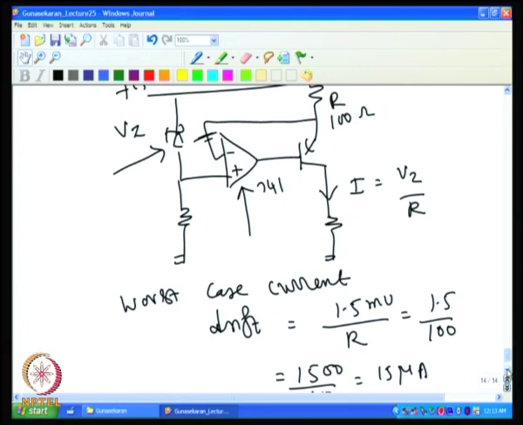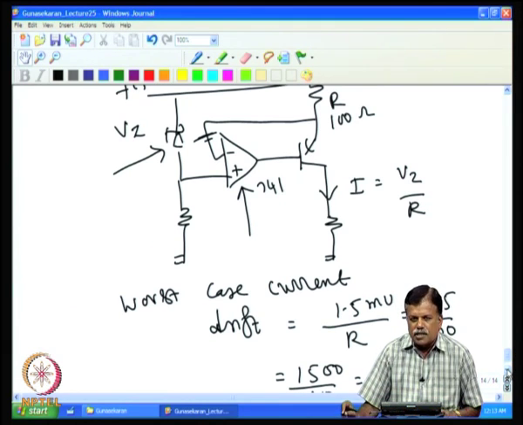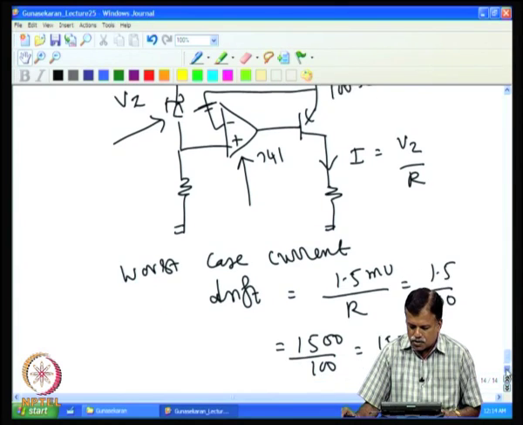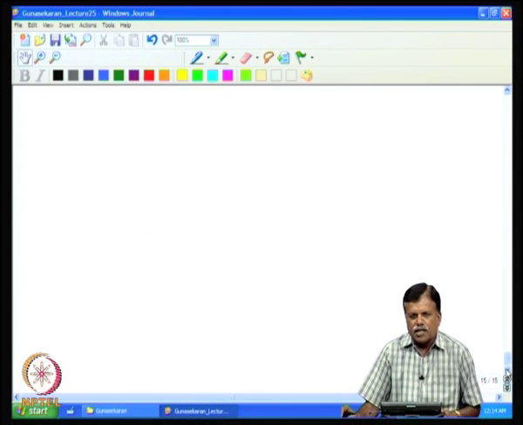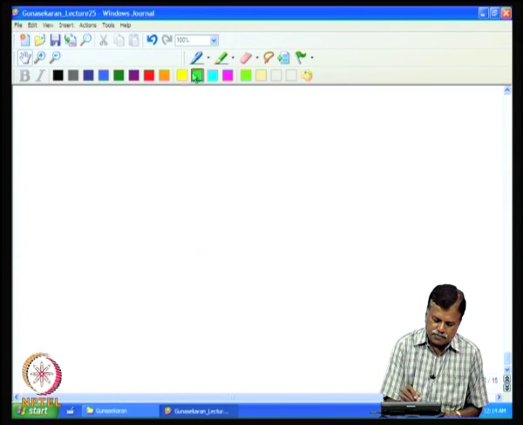By now it would be very clear that offset voltage drift is a big bottleneck in analog circuit design, and for DC circuits this is a major source of worry for any analog circuit designer. Next we see the other errors, namely offset current drift error or bias current error.